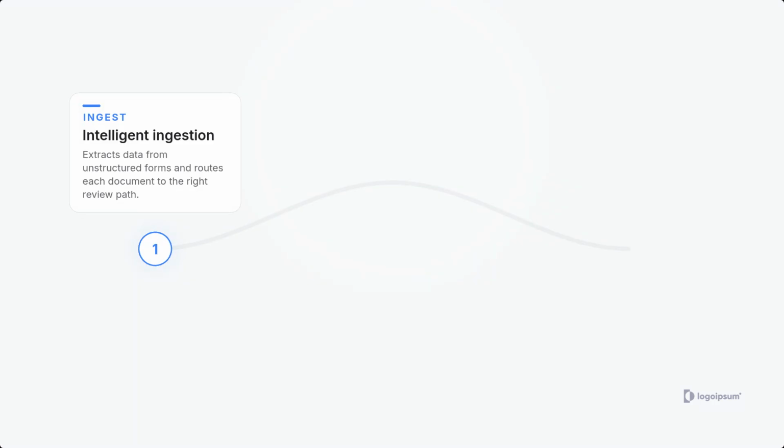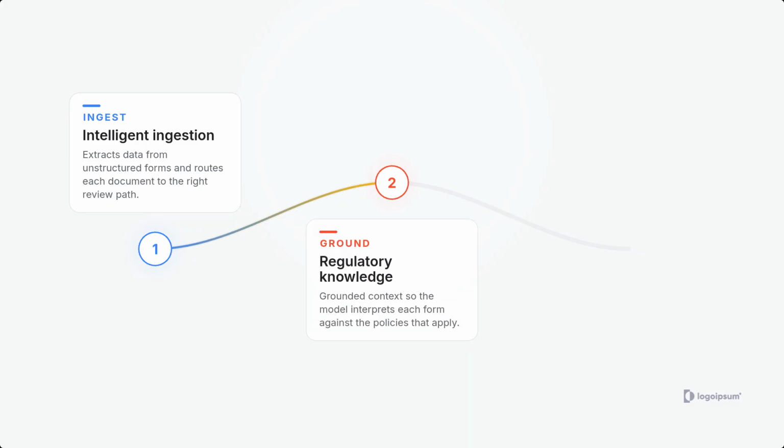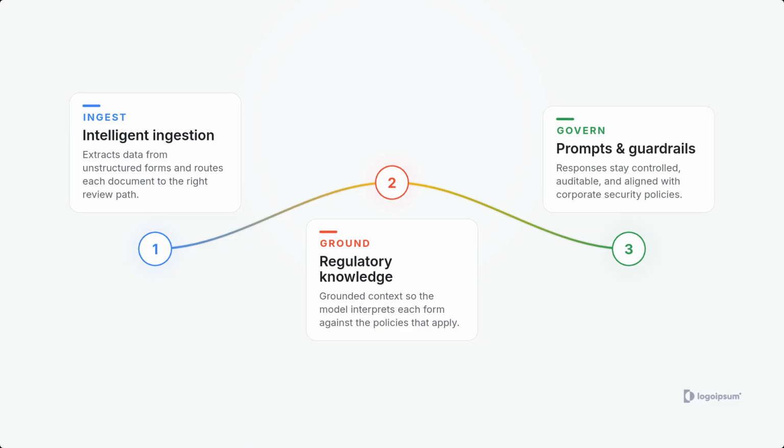It starts with intelligent ingestion, pulling data out of unstructured forms and sending each document straight into the right review path. From there, a regulatory knowledge base gives the model grounded context, so it interprets each form against the policies and requirements that actually apply. And before anything moves forward, prompt management and guardrails keep responses controlled, auditable, and aligned with your corporate security policies.